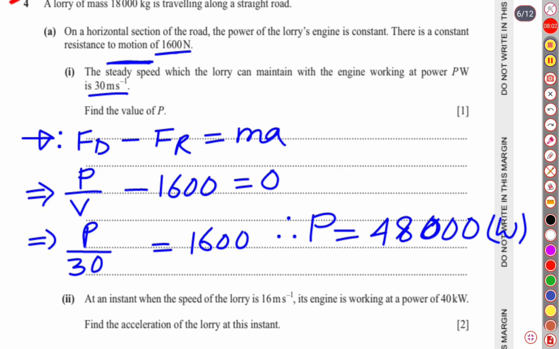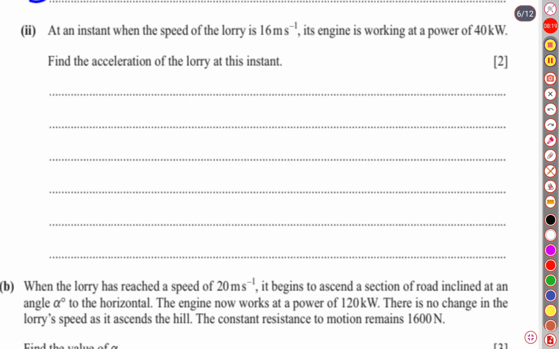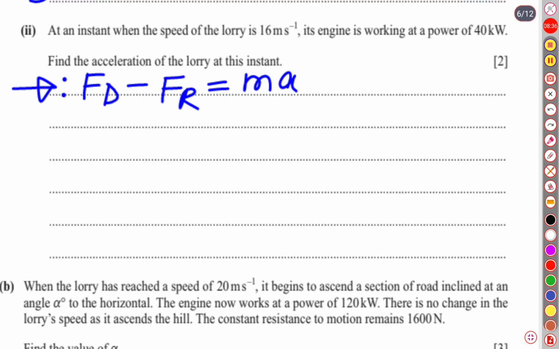The next question says, at an instant when the speed of the lorry is 16 meter per second, its engine is working at a power of 40 kilowatt. Find the acceleration of the lorry at this instant. So at this time, there is acceleration. Our concept is exactly the same. The second law of motion and direction is also the same. Our concept is that driving force minus resistance to motion is always equal to mass into acceleration.